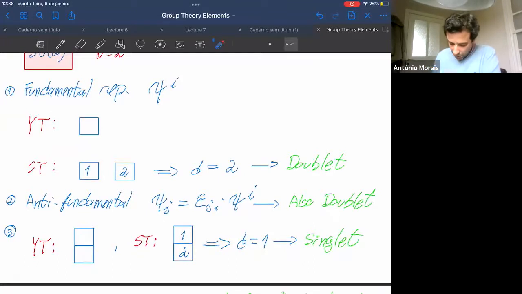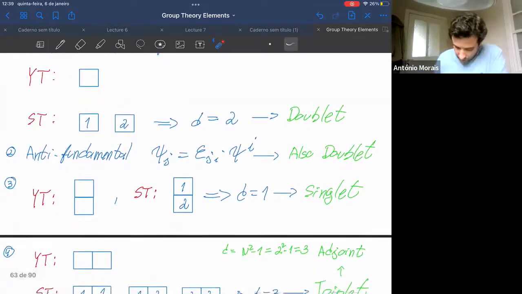So this is the Young Tableau and the standard Tableau. White here stands for Young Tableau and ST stands for standard Tableau. So following the rules, in the column the numbers must grow. So the only possibility is 1, 2. And we only have two indices because these indices only go up to 2. So we only build one standard Tableau. So the dimension is 1 and it confirms it's a singlet. This is a singlet.